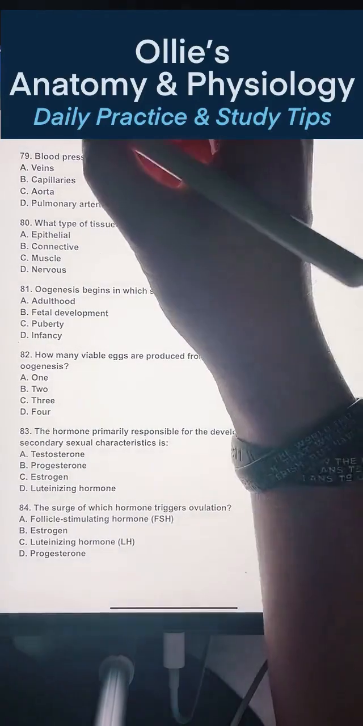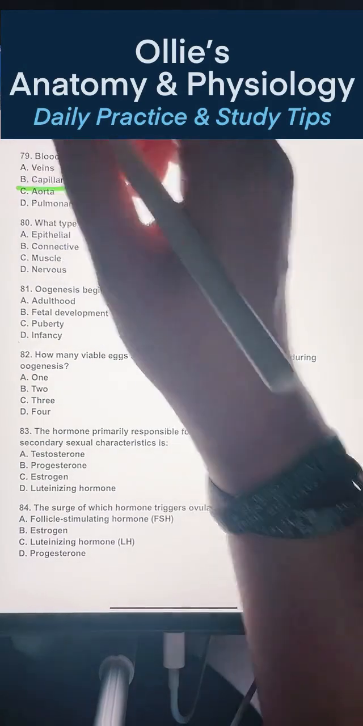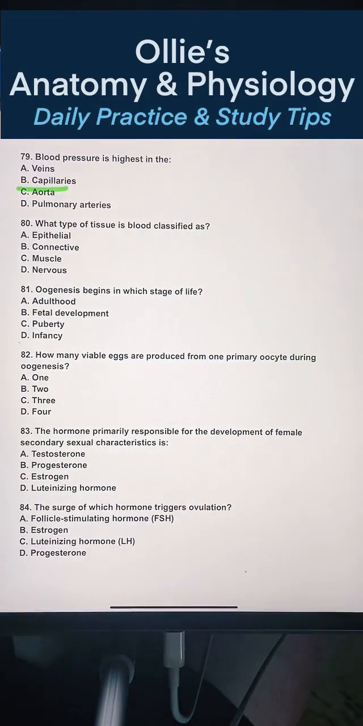But 79, the answer is C. The pressure is the greatest in the aorta. If you think about it, the left ventricle has to pump out blood to the entire body. So whenever it pumps it, the greatest amount of pressure is going to be felt at the aorta, which is what the left ventricle pushes it into. Number 80, what type of tissue is blood classified as?